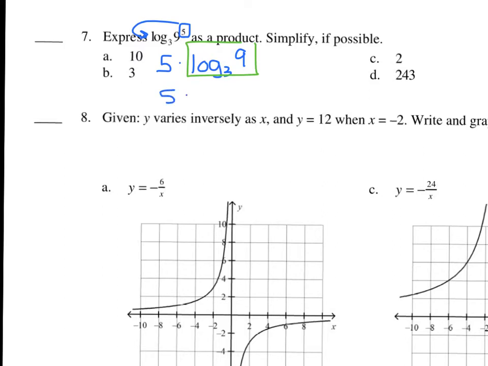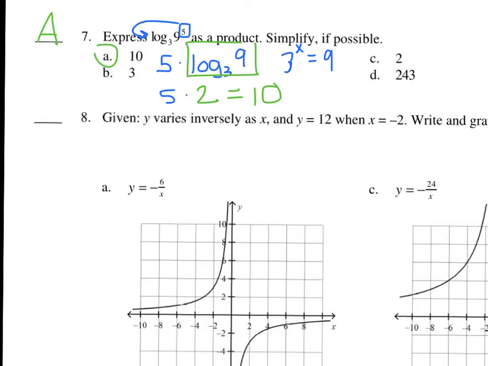So basically, we're thinking 3 to what power equals 9? Well, you might be able to think of this off the top of your head. It's 3 squared. So the answer is 5 times 2, which is 10.